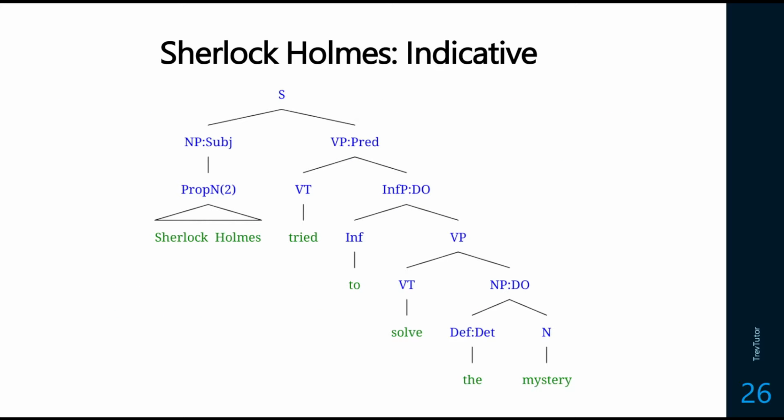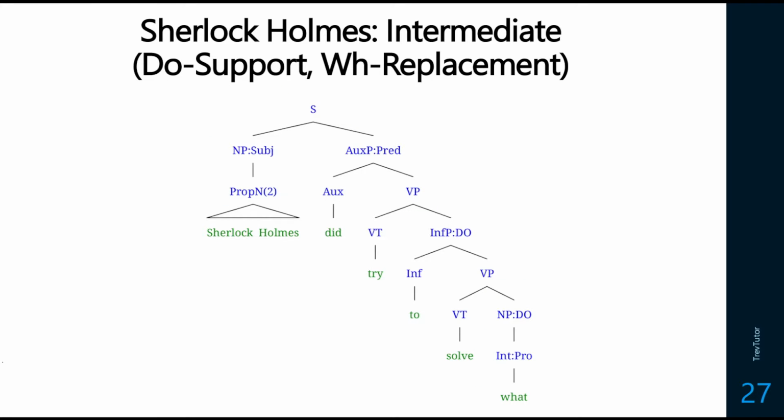So this is what this process looks like. Sherlock Holmes tried to solve the mystery. This is our base form. Now, what we're lacking here is an auxiliary phrase for movement. So we're going to add that in. So Sherlock Holmes did try to solve the mystery. So we've introduced the auxiliary phrase, so now we have something to move, and we've also done replacement. The noun phrase direct object has been replaced with an interrogative pronoun for what.